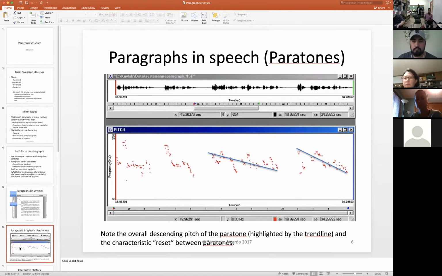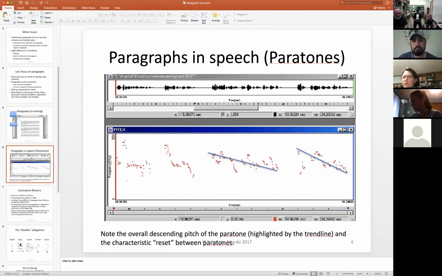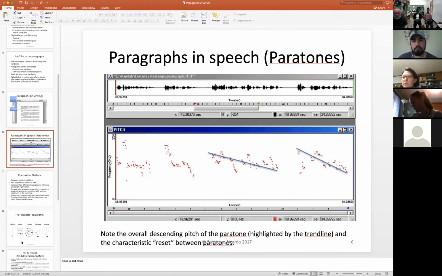Okay, so my point here is that paragraphs are signaled both in writing but also in speech. Okay, because they're very important units of content. Okay, that is, you're saying, here's a set of thoughts that fits together. Okay, and that fits together is really sort of the important part of the story.